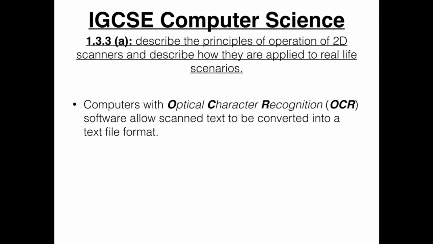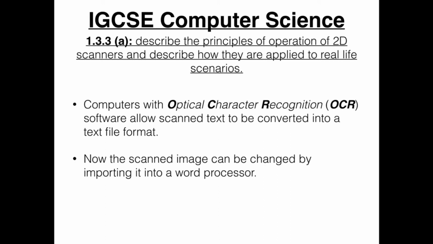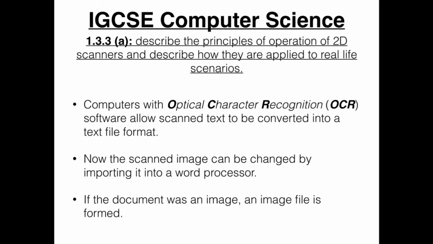Computers with OCR software allow scanned text to be converted into a text file format. If it's a page from a book that you scan, then OCR can look for the letters in the scan of the file, and then you can, for example, change or copy text. It's quite useful. The scanned image can be changed by importing it into a word processor, if the document is an image file such as a JPEG file.